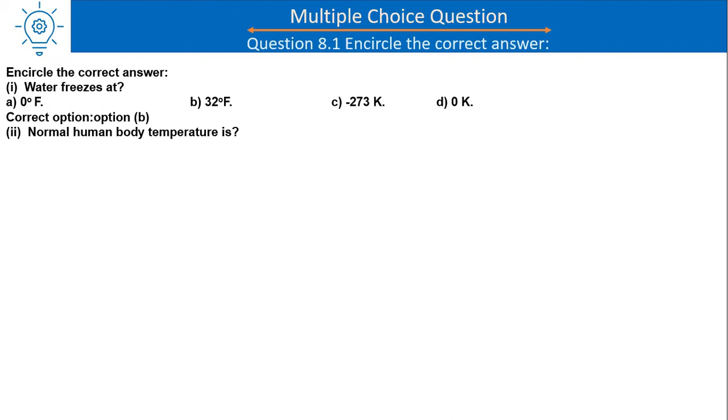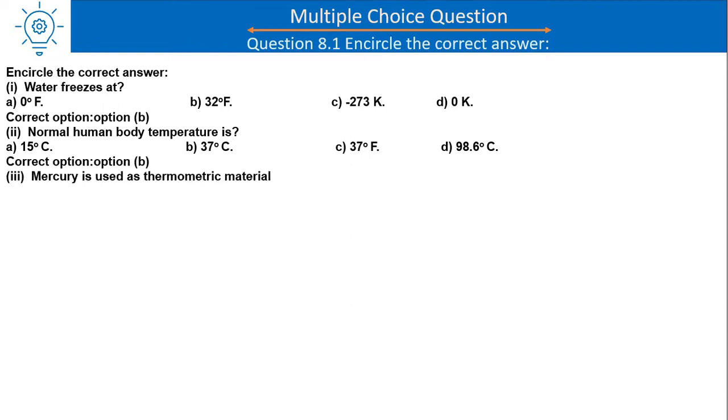Now question 8.1, circle the correct answer. Number 1, water freezes at: A, 0 degree Fahrenheit; B, 32 degree Fahrenheit; C, minus 273 Kelvin; or D, 0 Kelvin. So the correct option is option B, 32 degree Fahrenheit. Number 2, a normal human body temperature is: 15 degrees centigrade, 37 degrees centigrade, 37 degree Fahrenheit, 98.6 degrees centigrade. So the correct option is option B, 37 degrees centigrade.